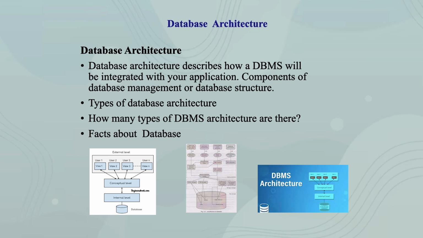A database system is partitioned into modules that deal with each of the responsibilities of the overall system. Functional components of a database system can be broadly divided into storage manager, query processor, and then database architecture. The database architecture describes how a DBMS will be integrated with your application. When you are designing a database or architecture, you must take decisions that will apply the changes, how your applications are deployed and maintained. So these are the things.